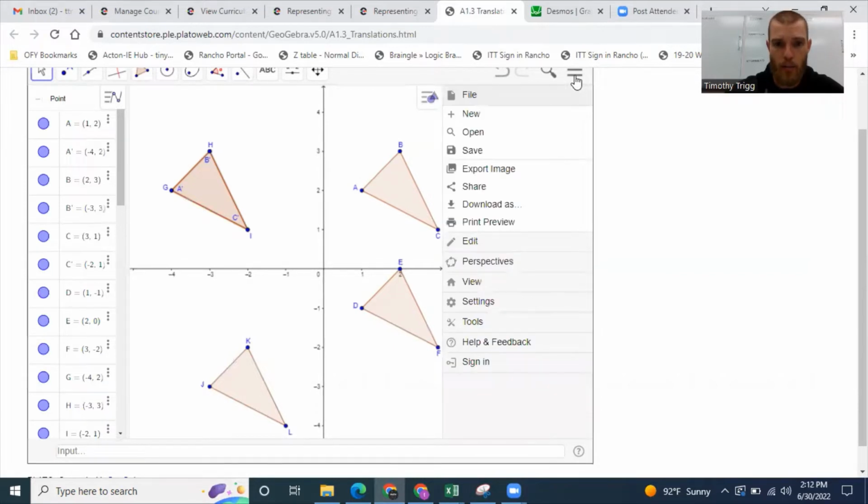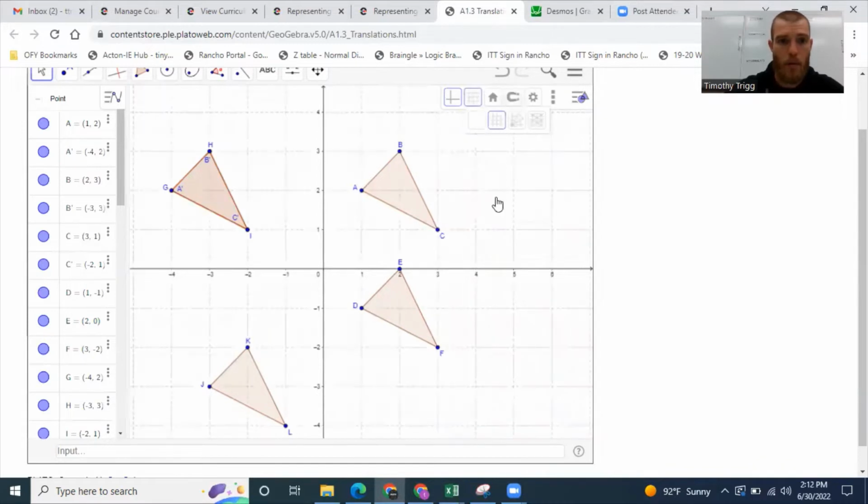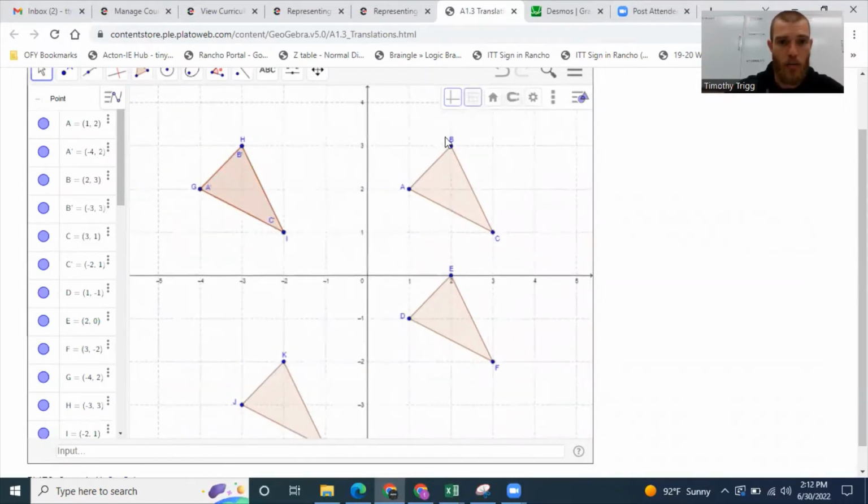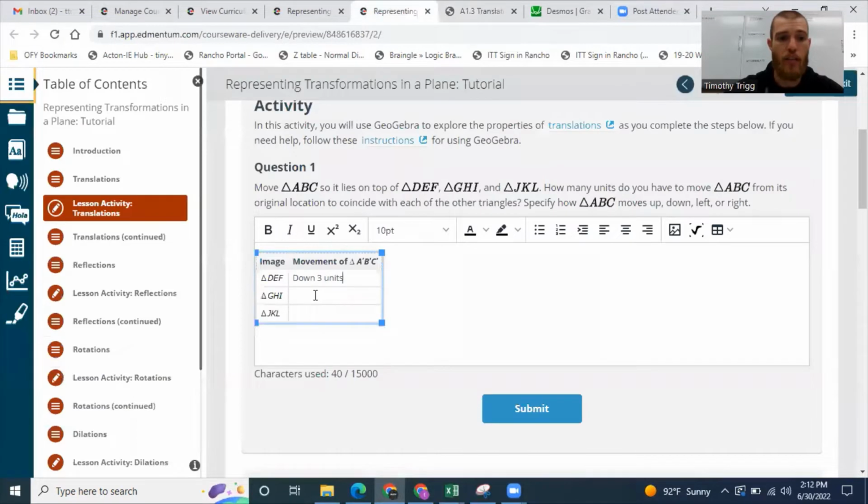Maybe I can make grid lines here. Oh, here we go. All right, maybe that's easier to see with grid lines. You can count from B to H, it's 1, 2, 3, 4, 5 to the left. Okay, so we needed to translate triangle ABC to the left 5 units to perfectly coincide with triangle GHI.